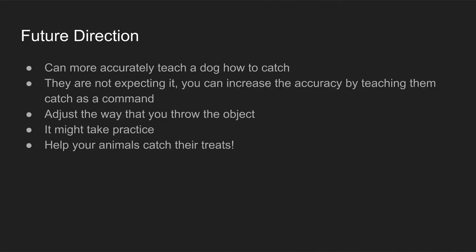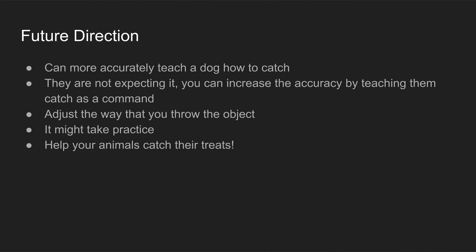For the future, we can teach the dog in question the catch command while also teaching them how to catch, so that each time you want to throw your dog a treat, they will know that they are going to have to try and catch an object being thrown at them. This will allow for the dog to be certain what is happening if he knows what the catch command means.